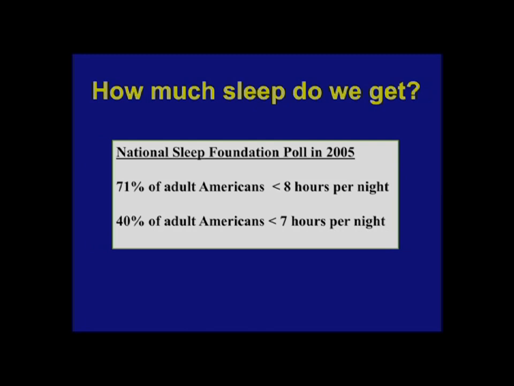In terms of how much sleep do we get, in general, Americans are a very sleep-deprived society. Although in general we require 7 to 8 hours of sleep, we don't get the actual requirements. 71% of adult Americans sleep less than 8 hours per night, and 40% of adult Americans sleep less than 7 hours per night, based on a National Sleep Foundation telephone poll conducted in 2005.